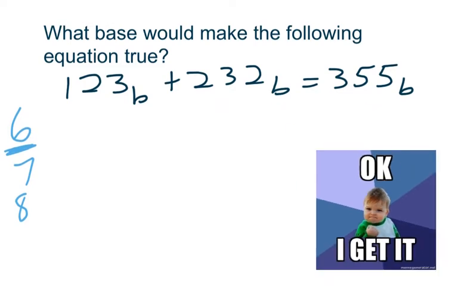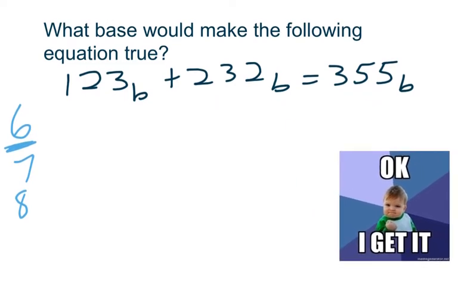Alright, let's go ahead and test this one out. Now keep in mind we're working backwards. So I'm going to try base 6 first. So 6 to the 0, 6 to the first, 6 to the second, and the place values are 1, 6, and 36.